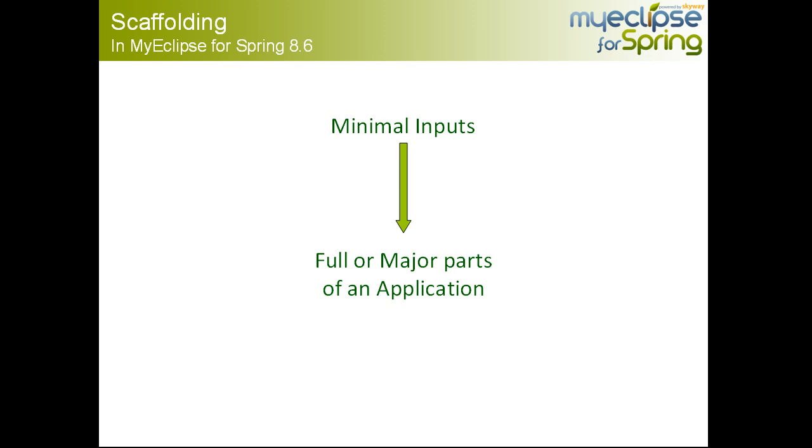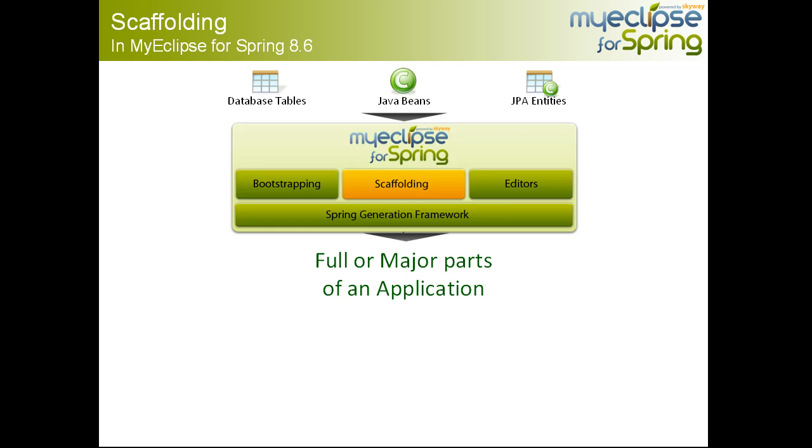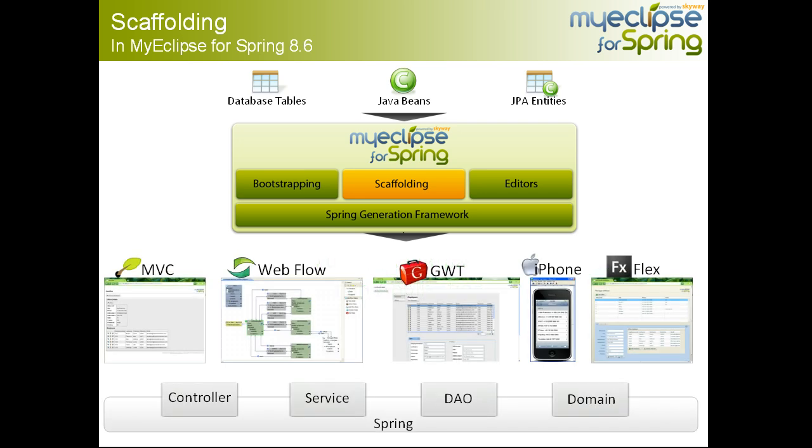Scaffolding is the ability to generate full or major portions of an application from a minimal set of inputs. In the case of MyEclipse for Spring, the inputs can be database tables, plain old Java beans, or JPA entities. Then, by going through an easy-to-use wizard, you can take those inputs and generate either a partial or an entire ready-to-run Spring MVC, Spring Webflow, Google Web Toolkit, iPhone, or Adobe Flex application.